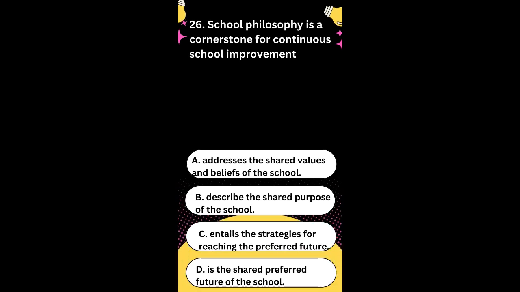26. School philosophy is a cornerstone for continuous school improvement. A. Addresses the shared values and beliefs of the school. B. Describes the shared purpose of the school. C. Entails the strategies for reaching the preferred future. D. Is the shared preferred future of the school.